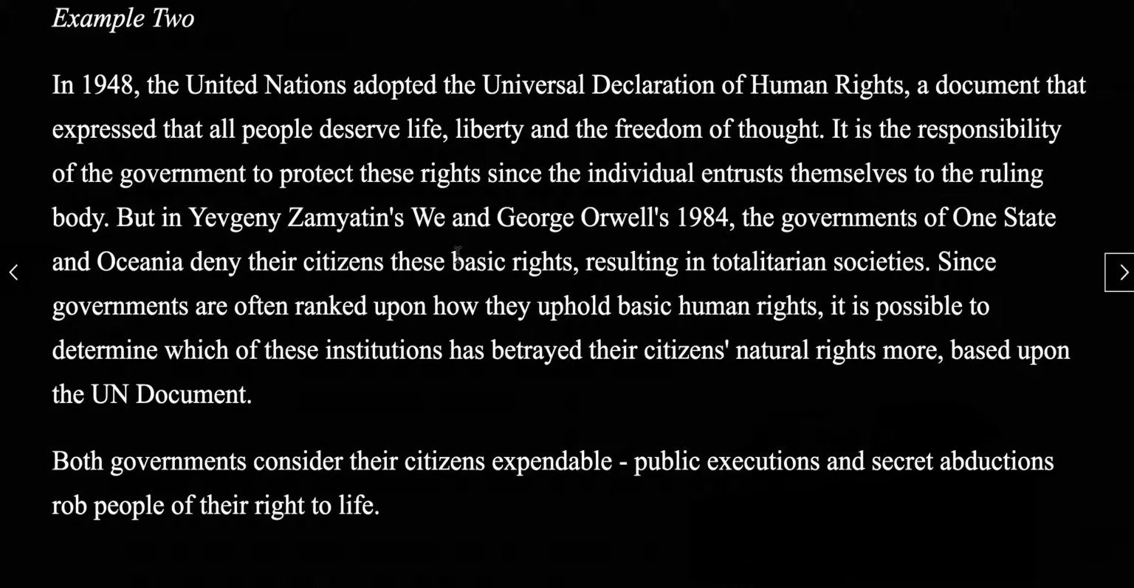It looks to me like this author is going to be comparing and contrasting these two novels using the Universal Declaration of Human Rights as kind of the measuring stick or the medium on which they're comparing and contrasting these two novels. And so we're going to look at these two novels and see how they address human rights and how they show the upholding of basic human rights. And so, again, is that something that you see as a purpose of this writing?